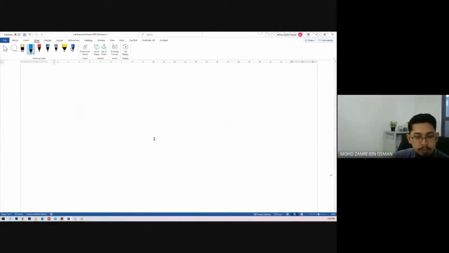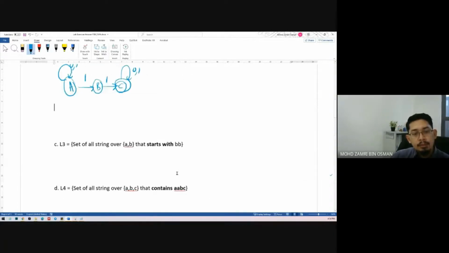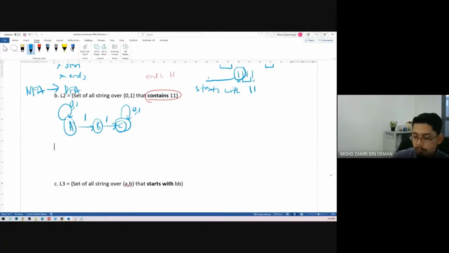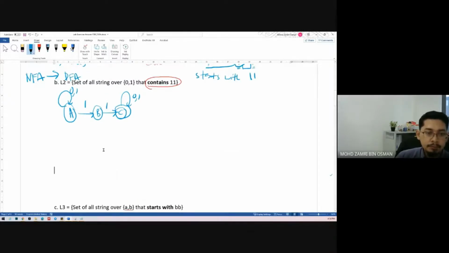Like I mentioned before in question number one, we need to have a transition table for the NFA. If you have any question, you can put it in the chat, and I'll try to answer it during this session. I won't give you a full answer for this one. I'll show you how you can identify the steps of this NFA and then transform it into the DFA. So we need another table, similar to question number one, with 0 and 1, and states A, B, and C.